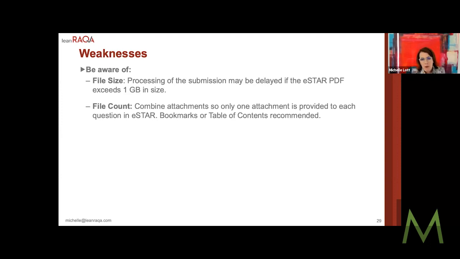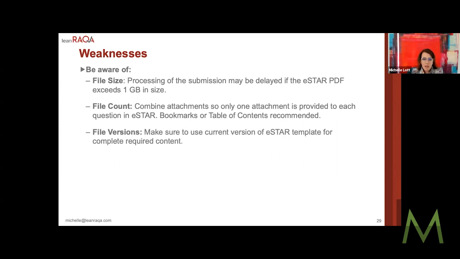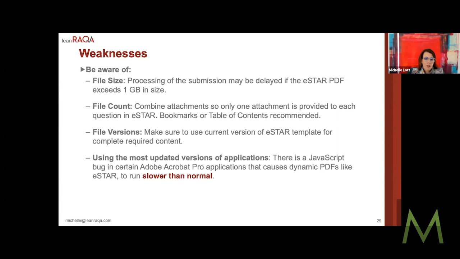The file count: you need to combine attachments so that you only have one attachment provided to each question in eStar. And you need to really have bookmarks and a table of contents so the FDA can navigate that attachment. Make sure that you use the current version of the eStar template because this does change about every quarter or so. Use the most updated versions of the applications. There's a JavaScript bug in certain Adobe Acrobat Pro applications that causes the dynamic PDFs, like eStar, to run slower than normal.